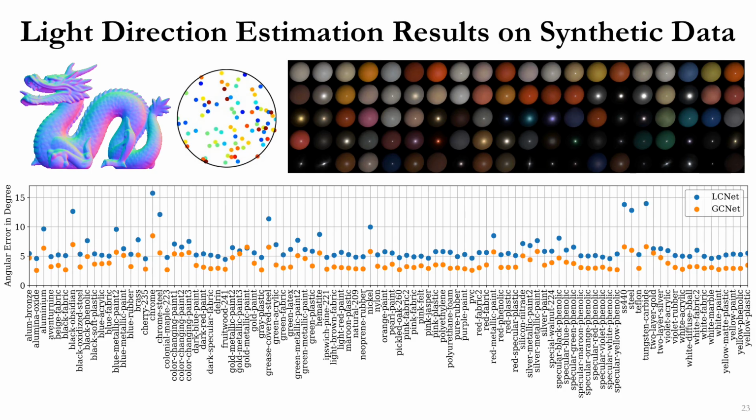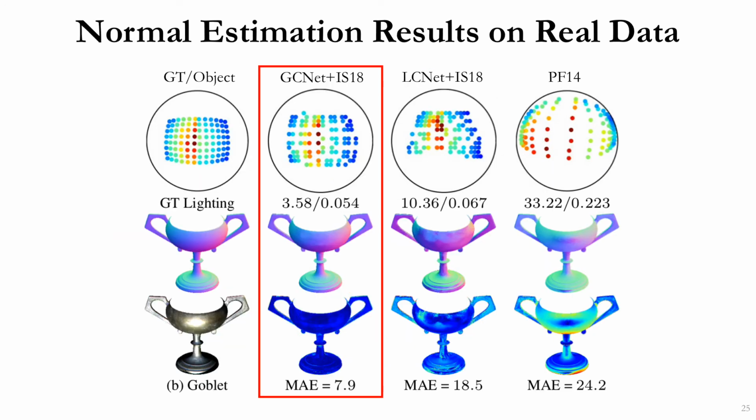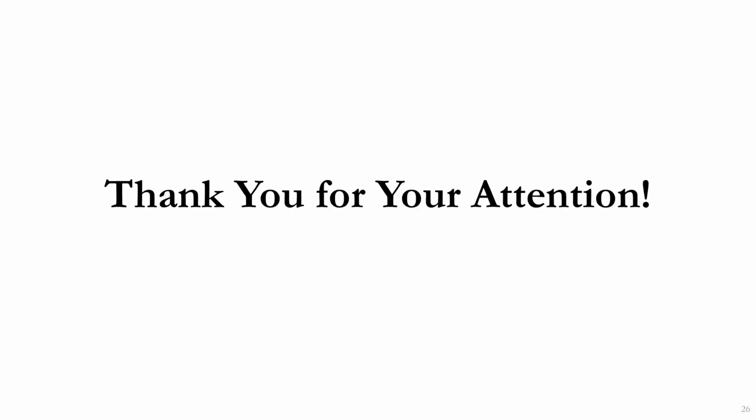Let's look at some experimental results. Here are results on a synthetic dragon scene. Our approach consistently outperforms LCNet on 100 MERL BRDFs. Here are results on 2 real objects. Our approach achieves the lowest error in light direction and intensity estimation. Given our more accurate estimated lightings, existing calibrated method can achieve better results for surface normal estimation. Thank you for your attention.